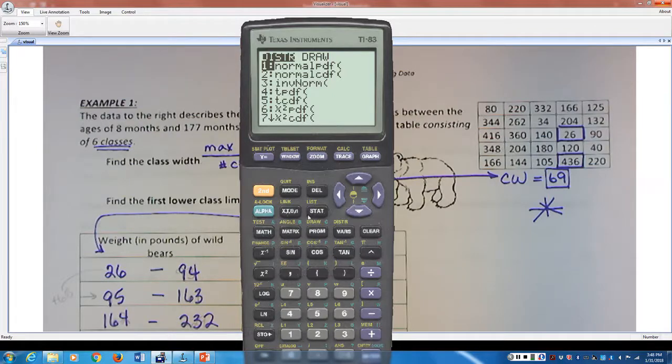So we're going to go to the Stat button. How many people know what Excel is? Used Excel a little bit. Okay, well your calculator has a little piece of Excel built into it. Something like Excel. It has a spreadsheet. You get to its spreadsheet by hitting the Stat button and choosing Edit.